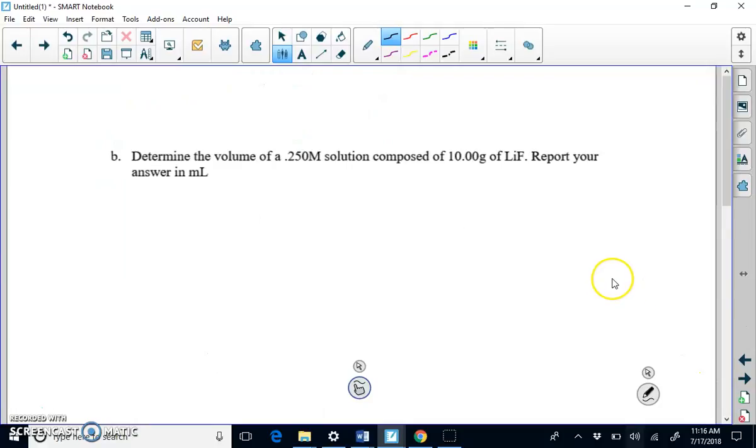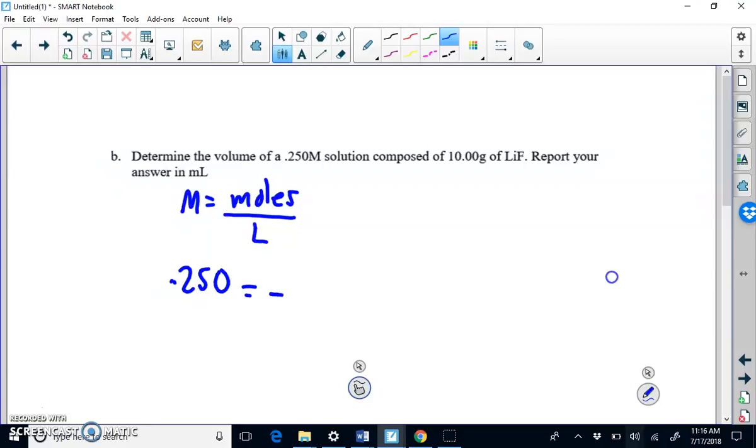Alright, so now, another type of problem. We got our formula. Molarity is moles over liters. So in this case, they're giving us the molarity. So we put that in for M. And they're giving us the gram amount. And we got to solve for liters on the bottom. So again, we have to take this and convert it to moles. And I guess it's the same compound.